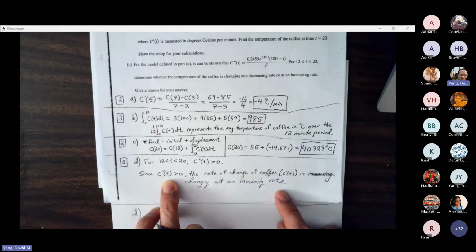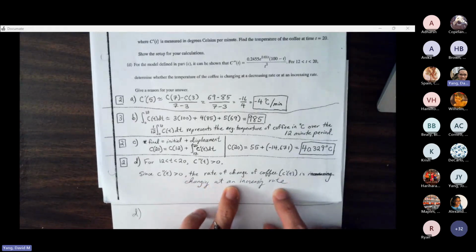So since C double prime of t is greater than 0, the rate of change of coffee is changing at an increasing rate.